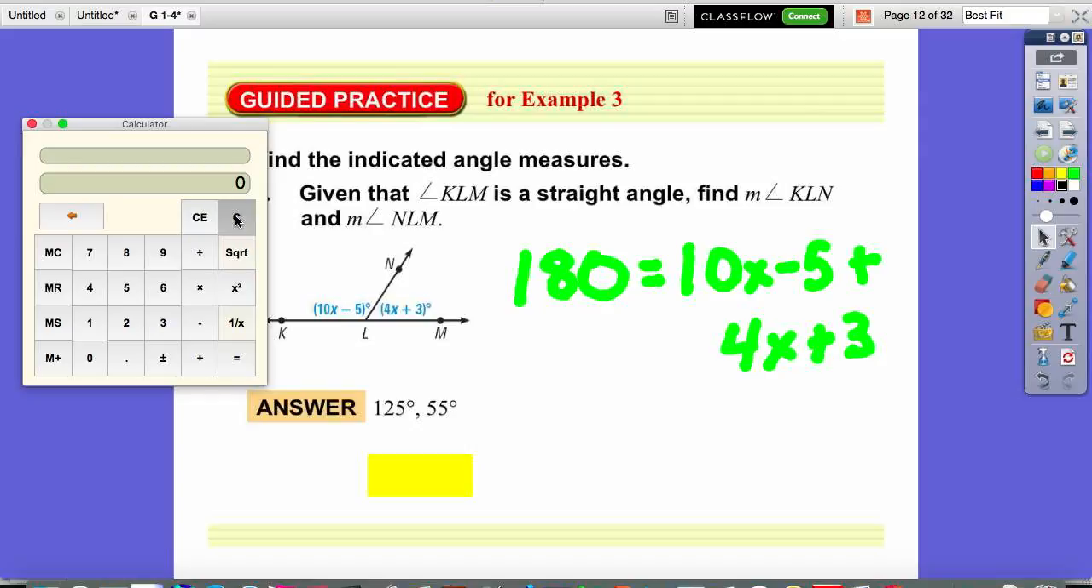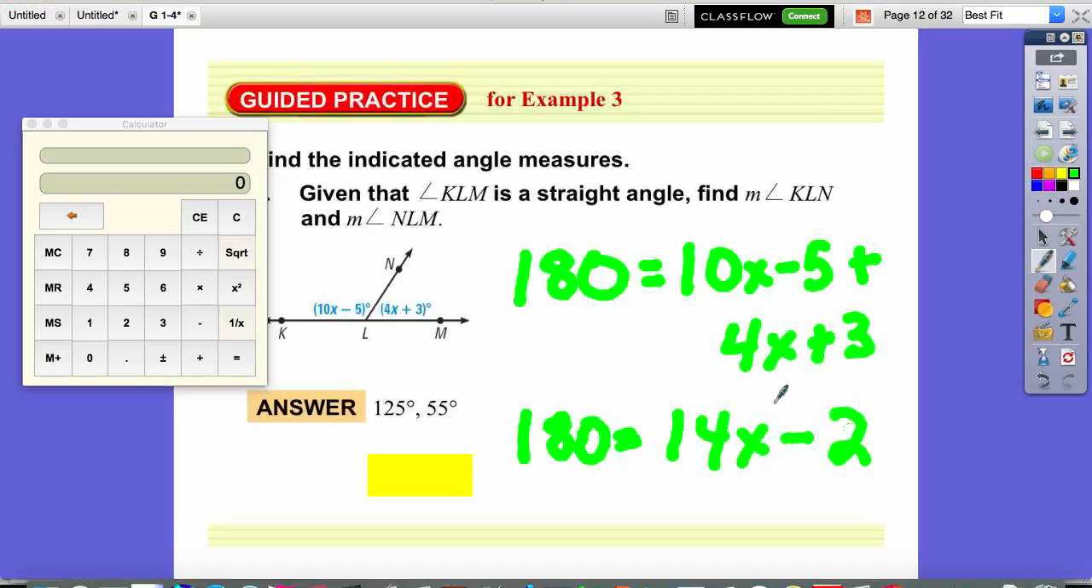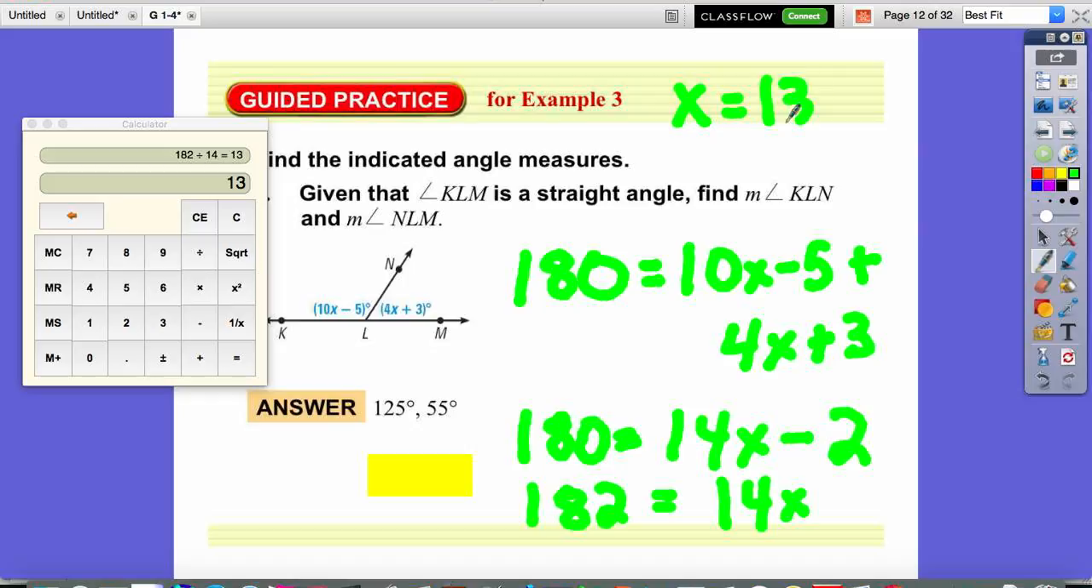You know what? I'm having second thoughts. I'm going to go ahead and do this math for you just to make sure you understand. So 10x plus 4x is 14x. Negative 5 plus 3 is -2. I'm going to add 2 to both sides. 182 equals 14x. And then I'm going to take the 182 and divide by 14, and I get x is equal to 13. Now I plug that in. 10 times 13 is 130, minus 5 is 125. 4 times 13 is 52, plus 3 is 55.